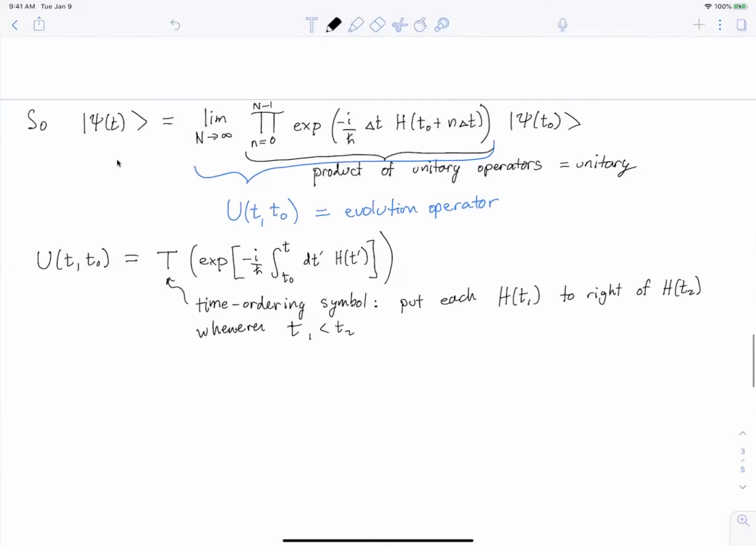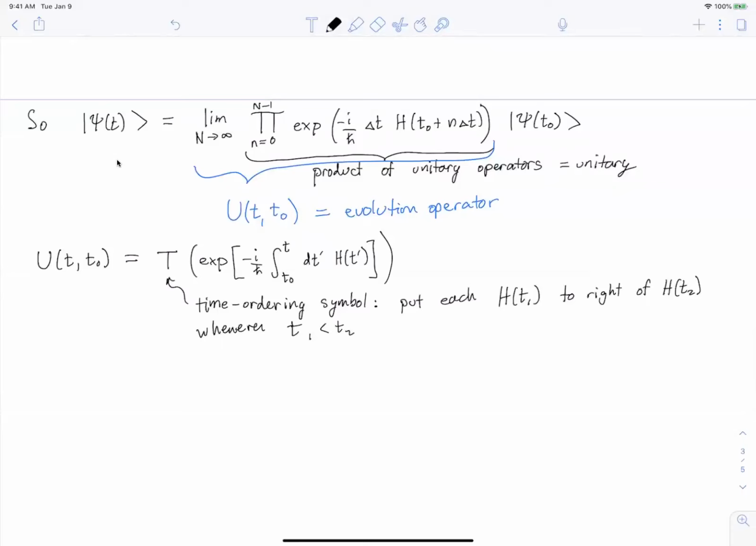Okay, so that's important because when we wrote the product, we had that rule, and we can't change the rule now because the Hamiltonians at different times don't necessarily commute. So that's what the time ordering symbol means. This exponential of an integral of H's involves, in general, lots and lots of H's, and whenever you see any two H's, you have to put them in the right time order.